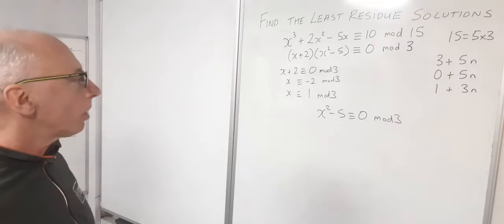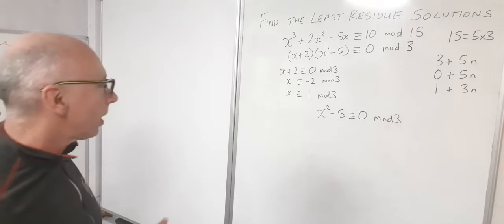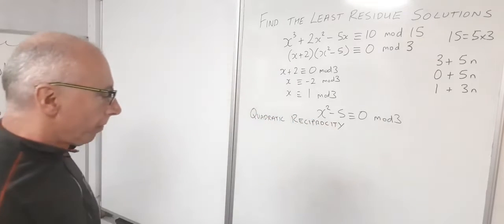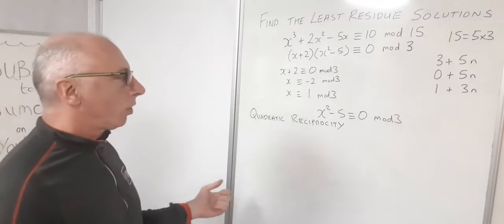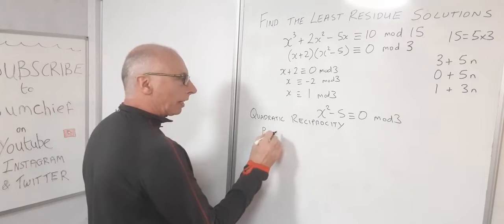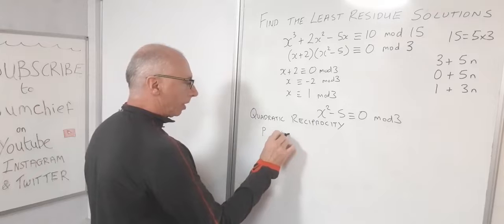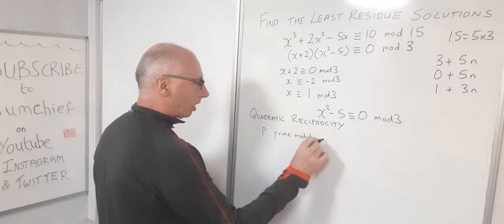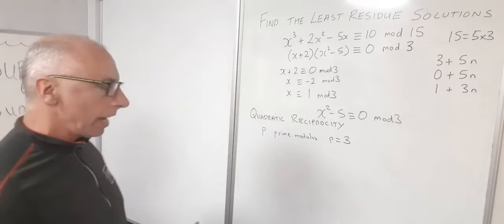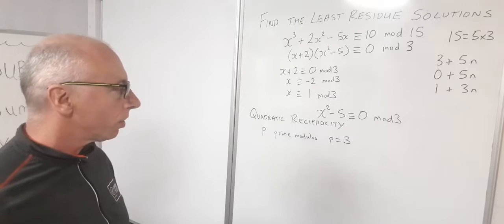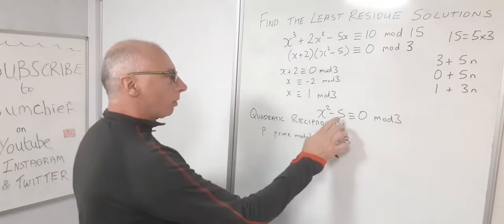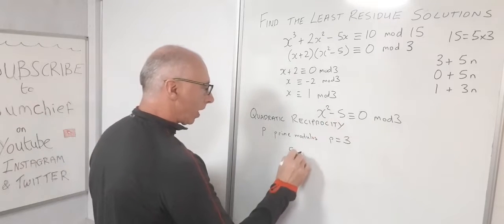So we might need to look into something called quadratic reciprocity. So let's have a look at that. So quadratic reciprocity. What we're looking for here is the modulus, which is a prime. So we've got a prime modulus, so we'll let that equal p. So p is our prime modulus, and p equals 3. Okay, now if x squared minus 5 has a solution, what we're looking for is that 5 is a square modulus p. So we're looking for 5 to be a square modulus p.